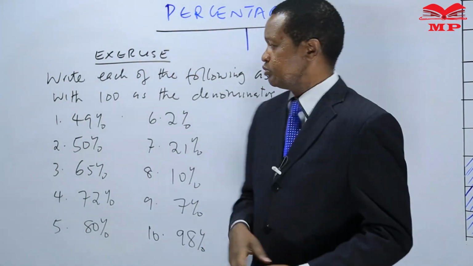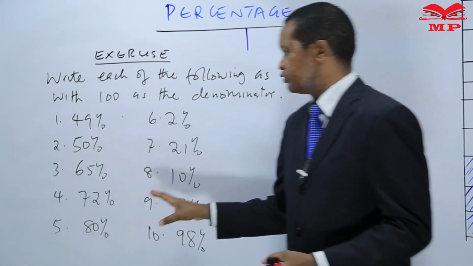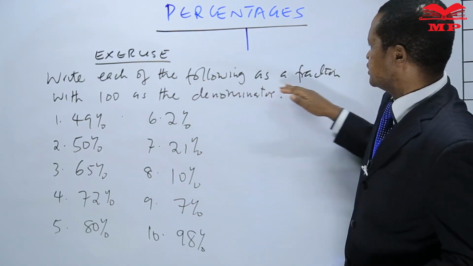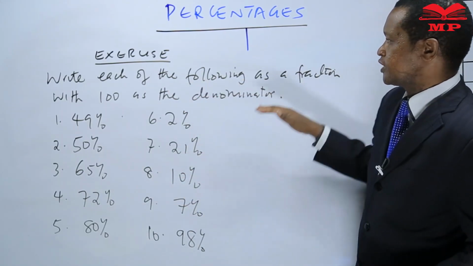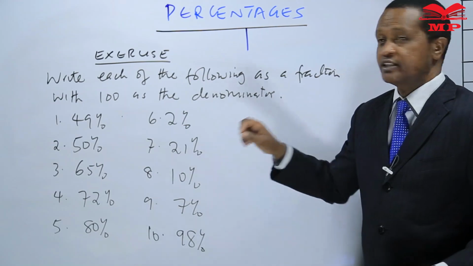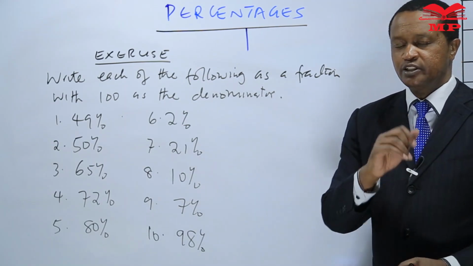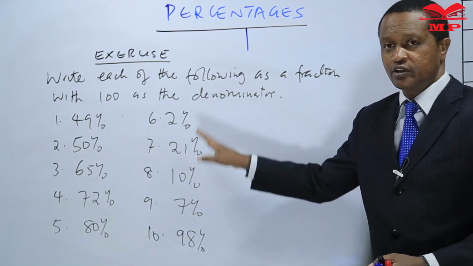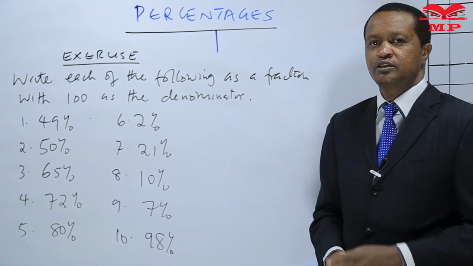Go to your exercise book, write the exercise down, then write each of these numbers as a fraction with 100 as the denominator. Let's meet in the next class after you have done the assignment.